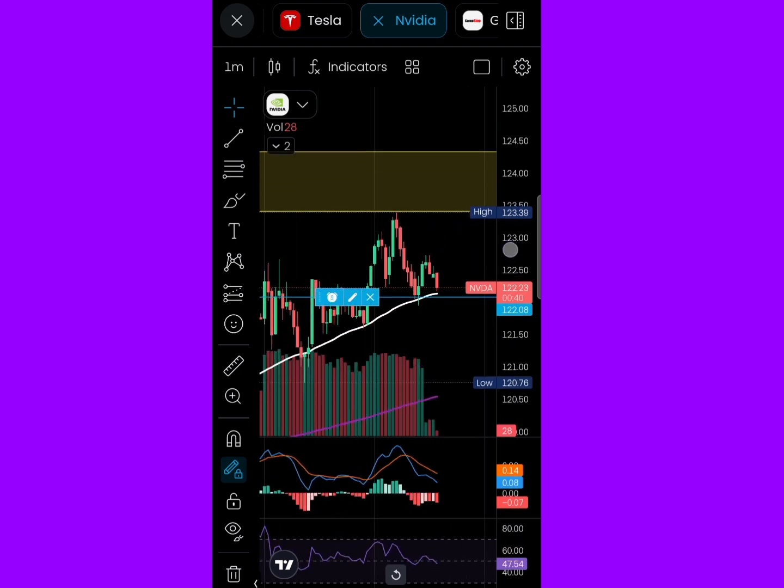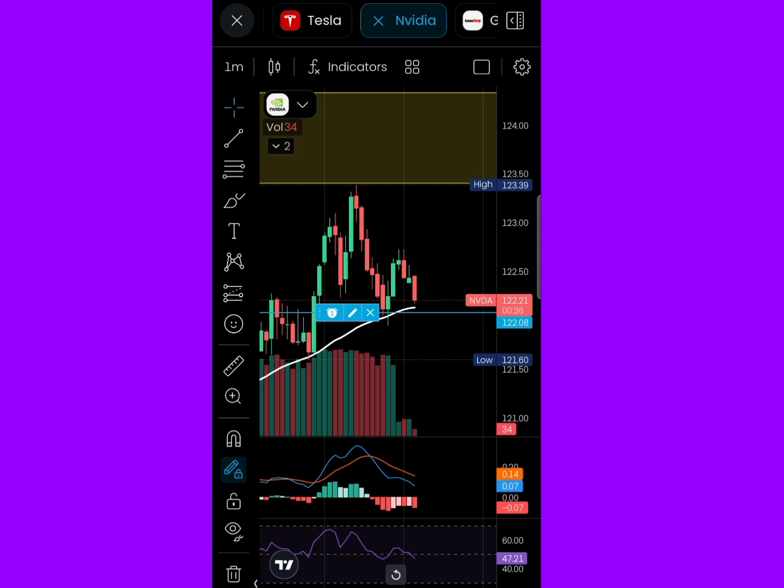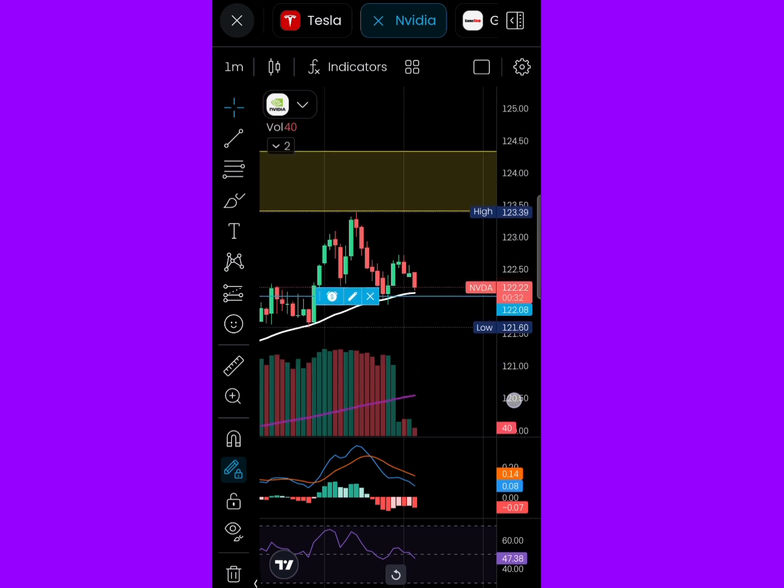But as you can see here, it's holding. There you can see it's holding. There's a test of that 50-day moving average, that white line. If it holds this 50-day moving average, then we may carry on up towards the end of the week. So as I say, my call option is held out until the end of the week.